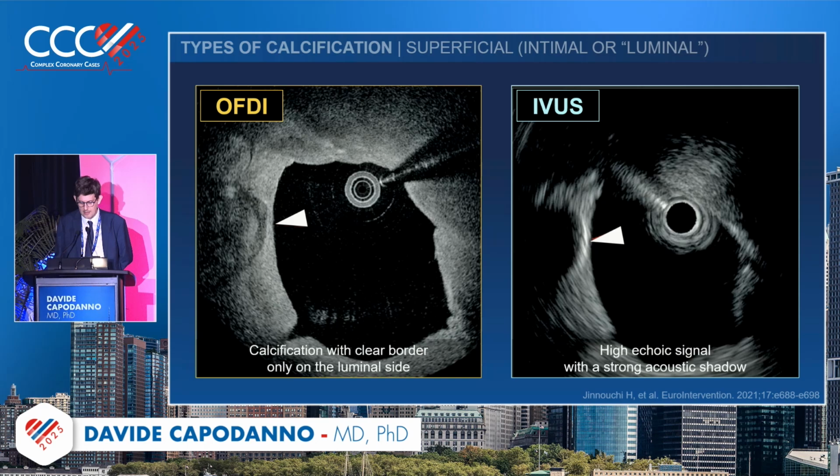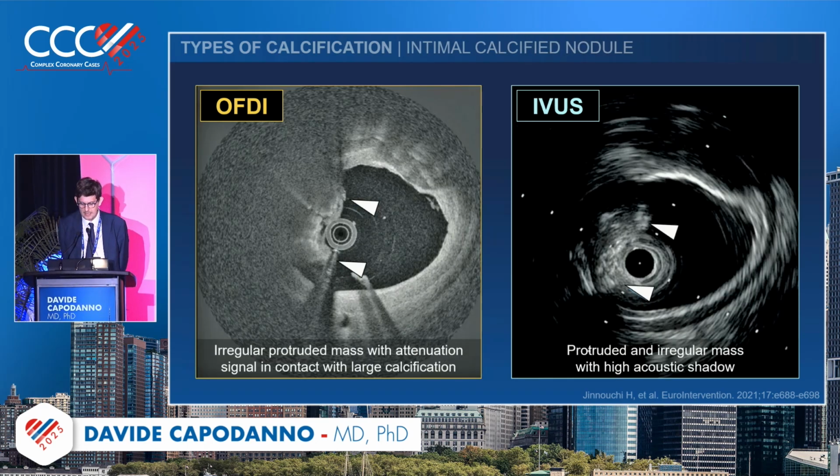One of the particular types of intimal calcification is the calcified nodule. At the OFDI, in this case, you see an irregular protruded mass with an attenuation signal in contact with this large bulky calcification. At IVUS, it's more complex to see, but essentially it's again a protrusion and an irregular mass with a high acoustic shadow.